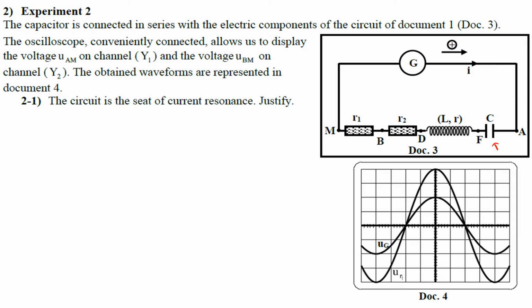Okay, so this is channel 1, is this one, and this one will be channel 2. Okay, and the voltage UBM, if we check, we will see that UBM is between this point and this point, so it is the voltage across R1. The obtained waveforms are represented on document 4.